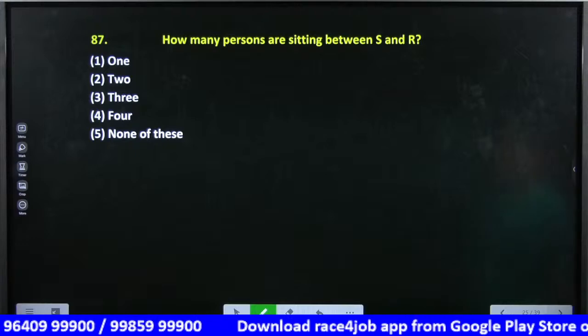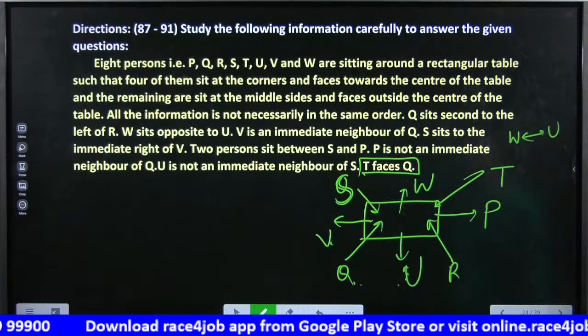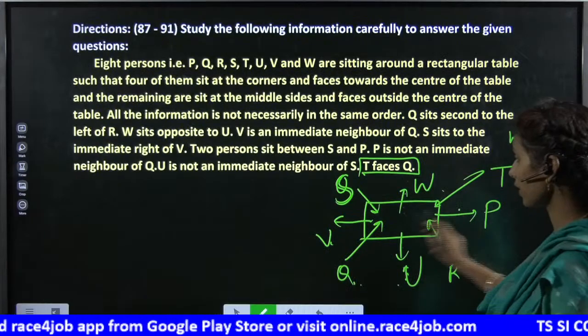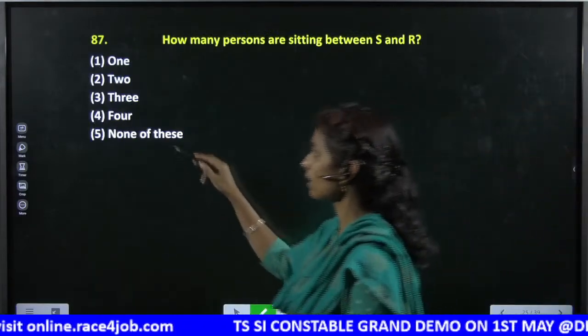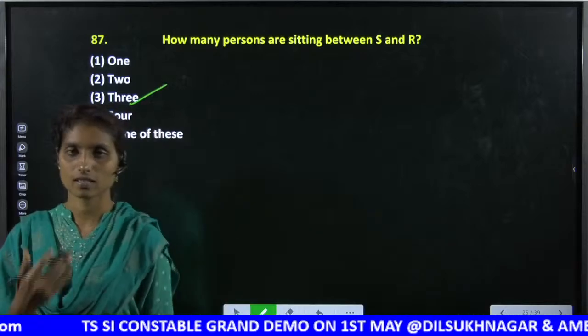How many persons are sitting between S and R? In between S and R, we have 1, 2, 3. We have 3 persons between S and R. S and R face each other.